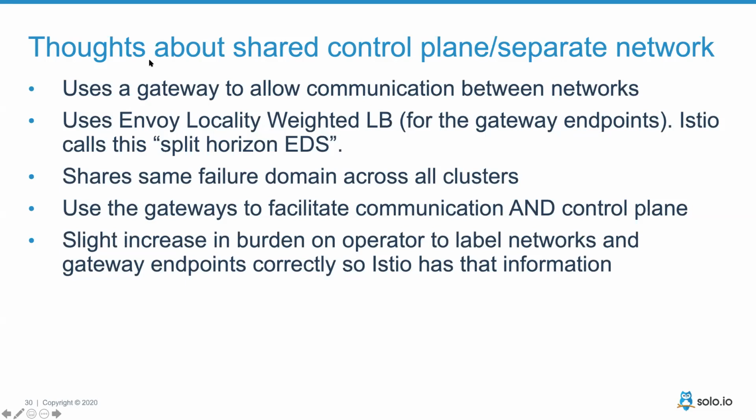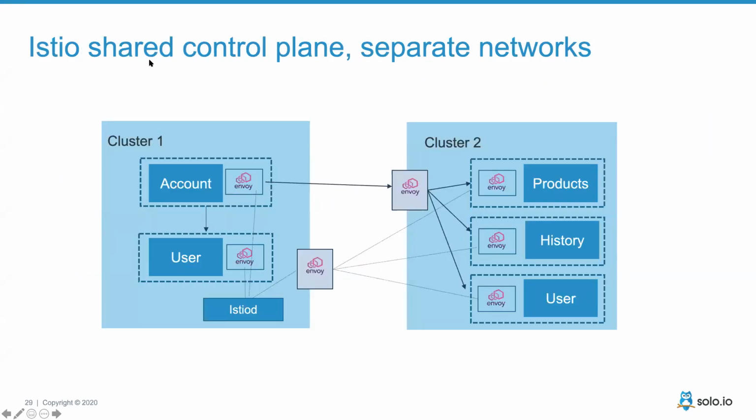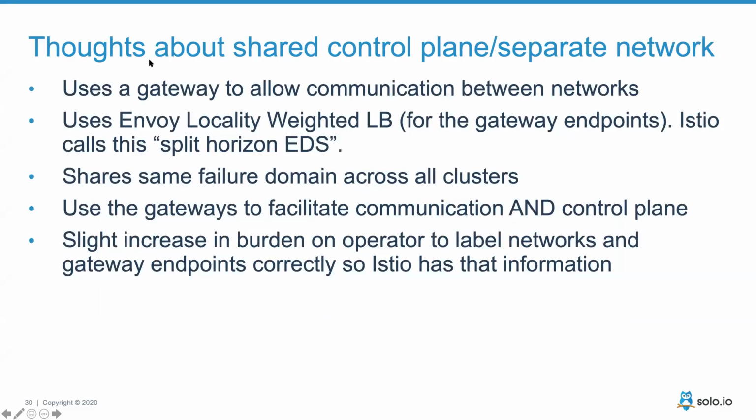Although more recently, I think I've seen it scrubbed of this term, but they were calling this a split horizon EDS, which means we'll prefer the local cluster for traffic first, but then if those endpoints start to go away, then let's start to spill over into the endpoints that might be in a different cluster. Now this shared control plane across multiple clusters suffers the same drawback in terms of failure domain that the first pattern did as well when we shared the control plane across multiple networks or flat networks.